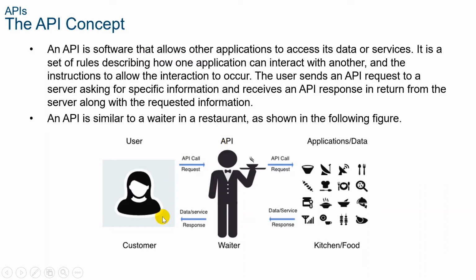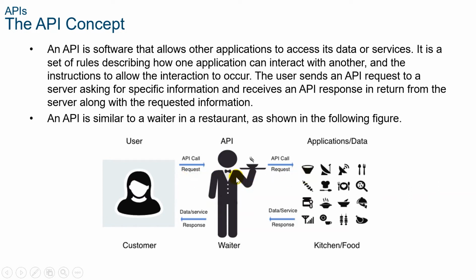A customer in a restaurant would like to have some food delivered to the table. So therefore, the customer will be making a request. The food is in the kitchen where it is cooked and prepared. So the waiter is the messenger, similar to an API. The waiter, or the API in this diagram, is the person who takes the customer's order or request and tells the kitchen what to do.